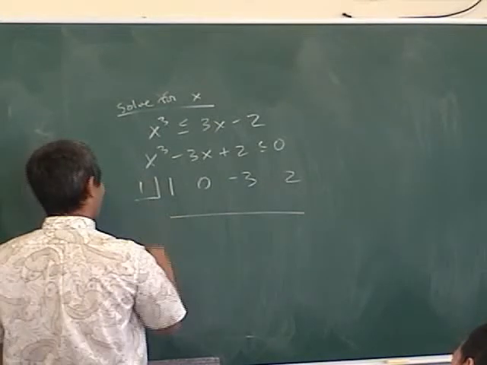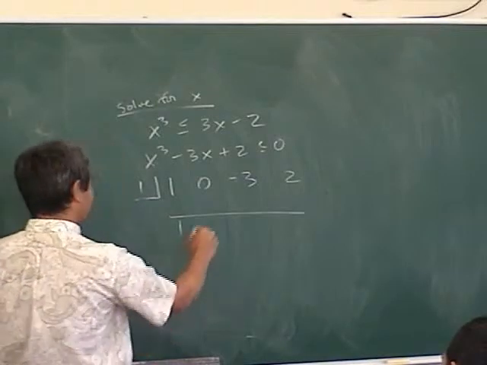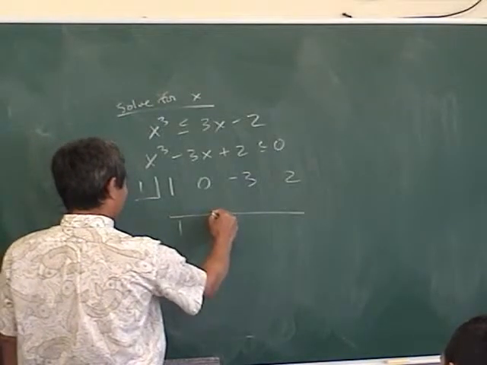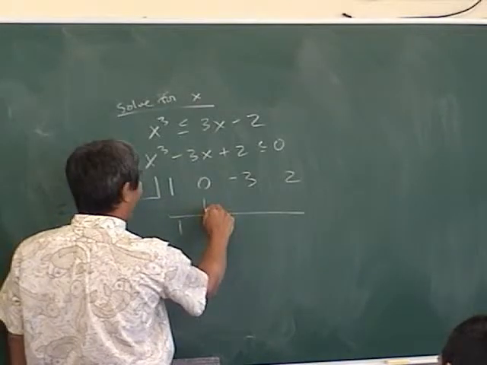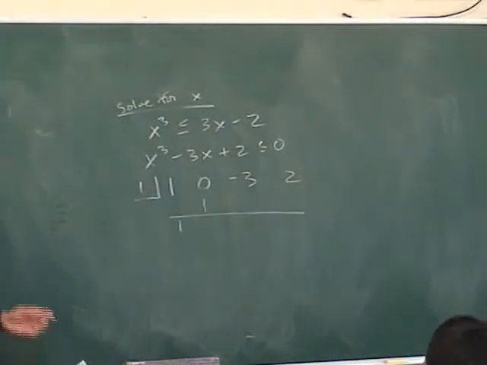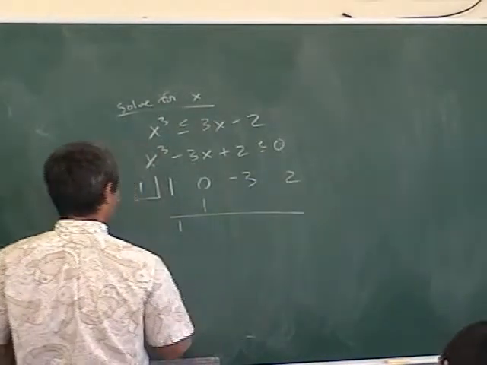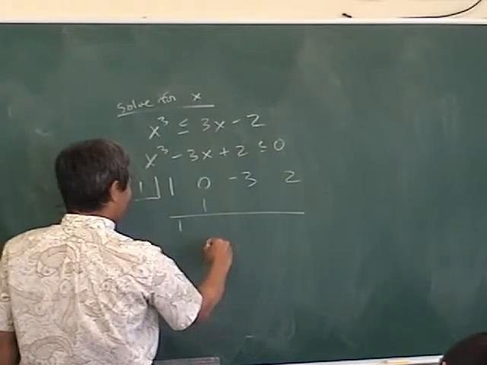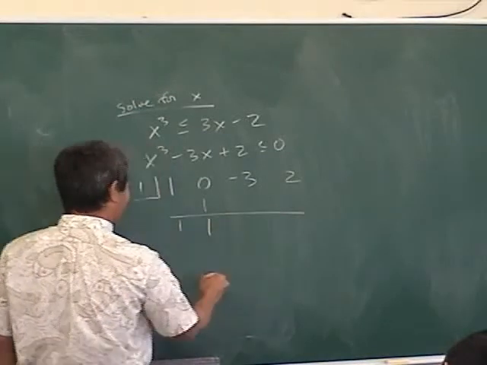Okay, so 1. Drop the 1 down. You guys fill in the numbers. Multiply that times the number in the box. 1 times 1 is 1. If you cannot multiply single-digit numbers, just go home. Don't even cook rice. Just go home. Add. 0. It works. Okay, can you please wait till we get there?